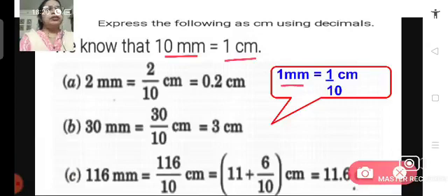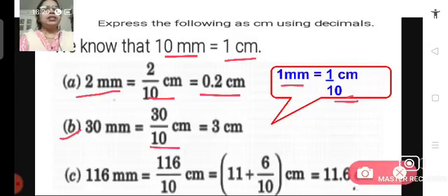So 1 millimeter will be 1 upon 10 centimeters. So here the first one is 2 millimeter. 2 millimeters will be equal to 2 upon 10 centimeters. That means 2 tenths of a centimeter. So it is 0.2 centimeter. B, 30 millimeter. Again 30 millimeter will be equal to 30 upon 10 centimeters. That means it is 3 centimeters.